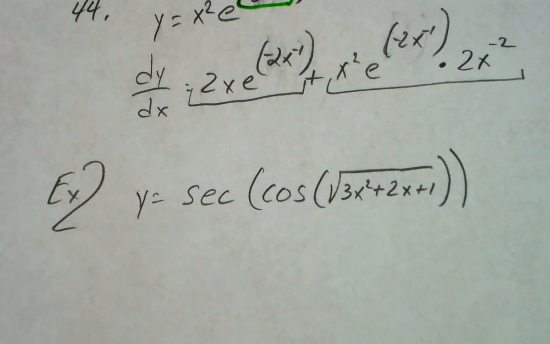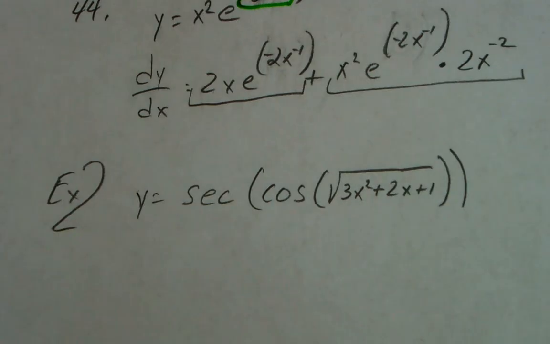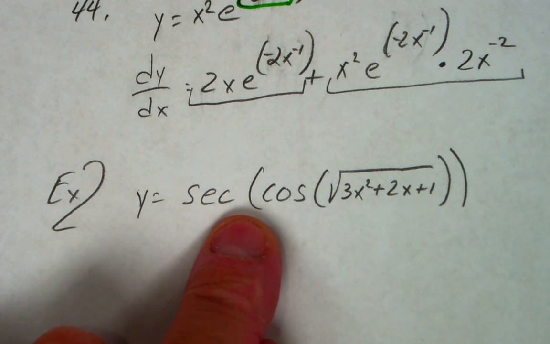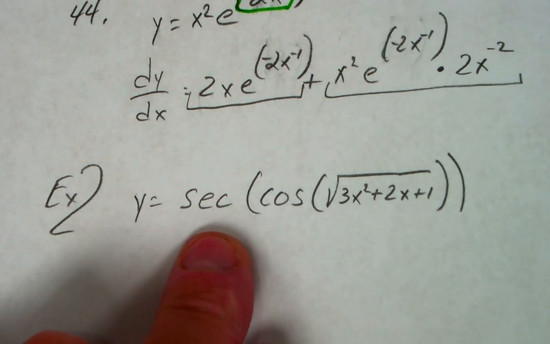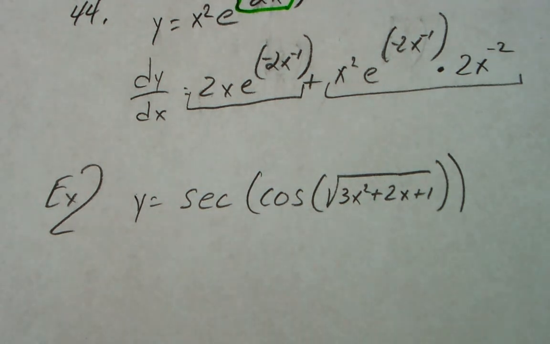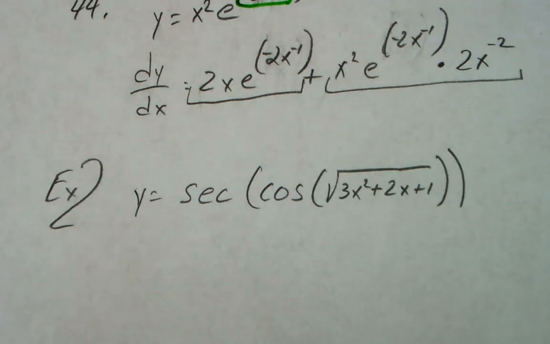What rules are we going to use? Chain rule. Do we have to use product rule? No, we don't. And it might look like it does, because some people might think it's secant times. No. It's secant of. So this is a function with another function inside it, and this is also a function with a function inside it. So let's peel the layers.